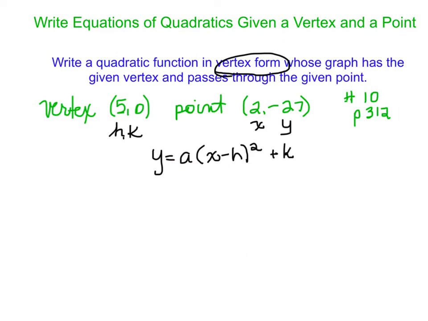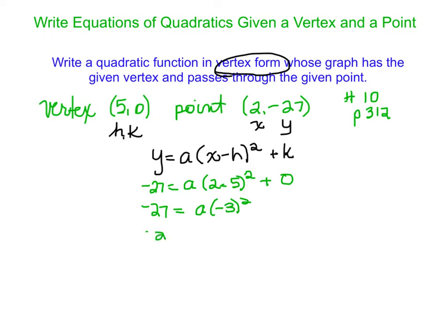So I'm going to go ahead and plug in my h and k and my x and y. So I know my y is negative 27. I don't know my a. I know my x is 2. I know my h is 5. And I know my k is 0. And so now I'm just going to solve for a. So I have negative 27 equals a times (negative 3) squared plus 0. And I don't really need that plus 0 at the end, so I'm just going to erase it, because adding 0 to anything doesn't change anything.